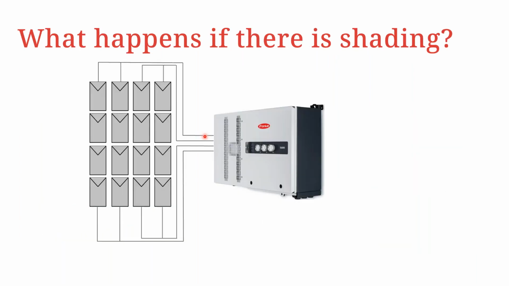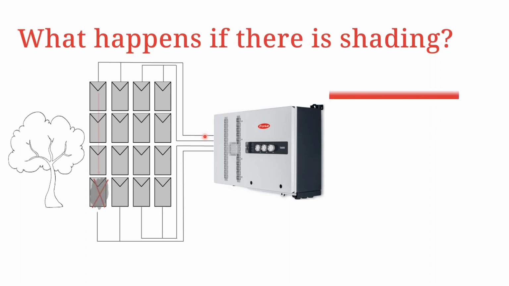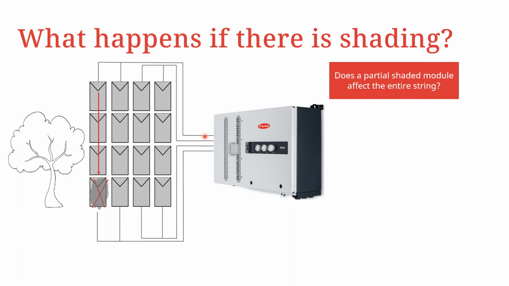Okay, so continuing, and of course, let's not digress. Let's still focus on the topic of the day. So now let's answer the question, what happens if there is shading? If shading occurs, for example, in this case, we have shade cast upon a module by a tree in this instance. So what happens?